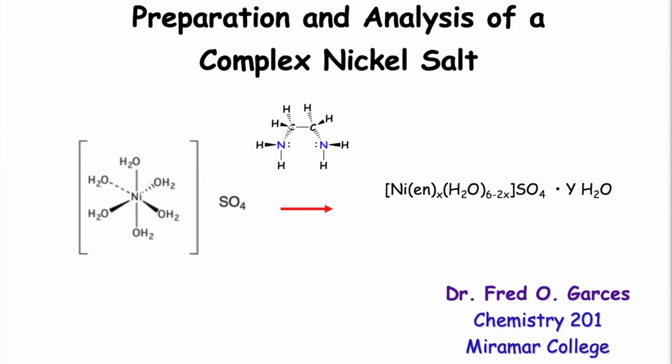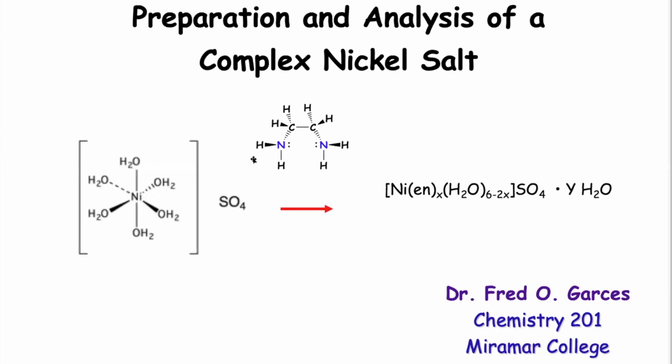Ethyl means 2 carbons. There are 2 carbons right here. Ethylenediamine. Amine means ammonia. If you take a look at this nitrogen, you can see that if we replace this carbon with a hydrogen, that would be ammonia, NH3. Whenever you have an ammonia-like structure in chemistry, especially organic chemistry, we don't call it ammonia anymore. We call it amine. That's the name of the ligand when it binds to the metal.